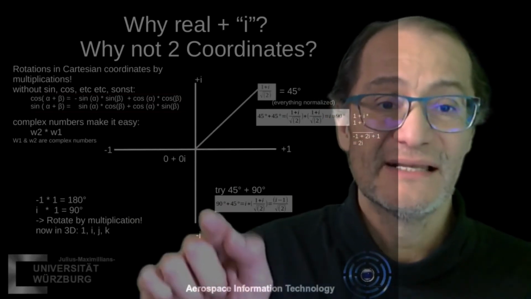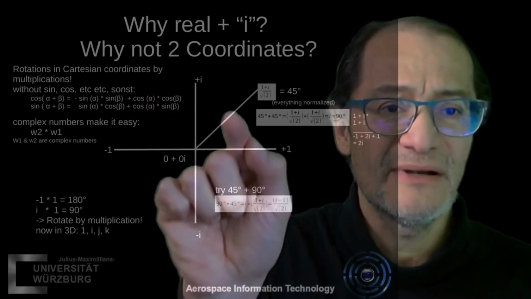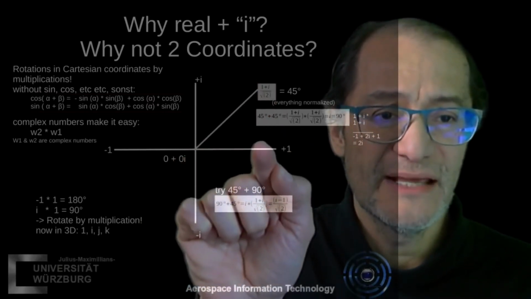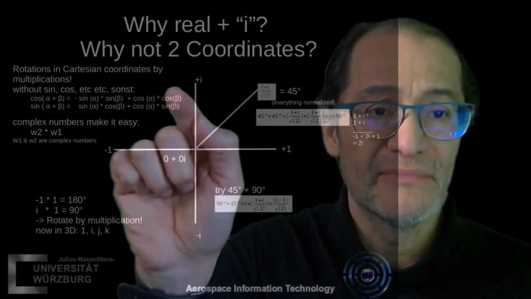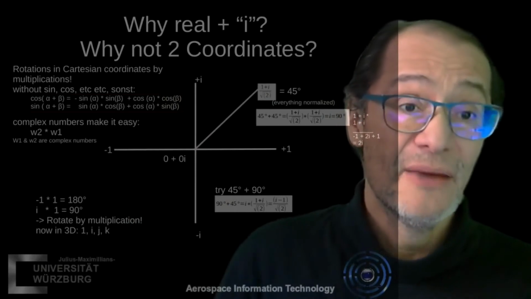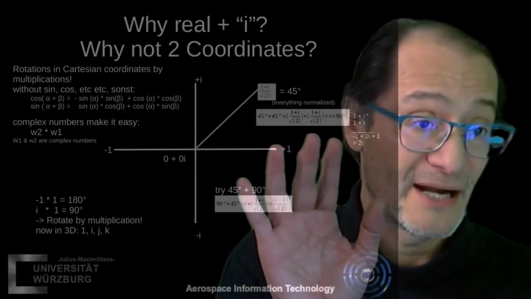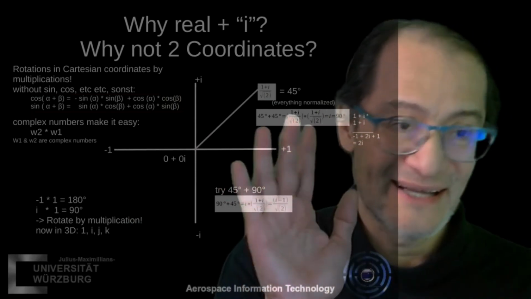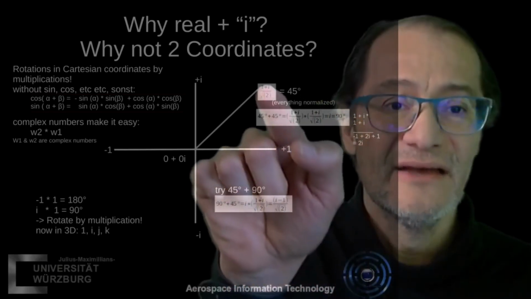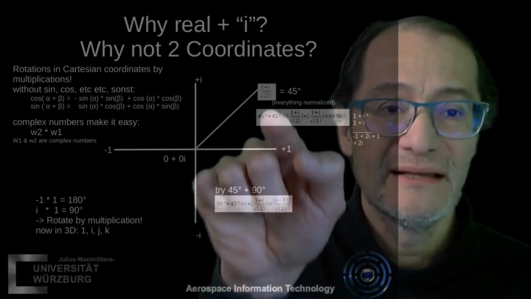For example, let's use a simple example, 45 degrees. And you remember 45 degrees will be 1 plus i. And then normalize. We want all vectors to be normalized. But at the moment, let's forget the normalizing. At the end, we divide again by the length of the vector, and then we are going to normalize.